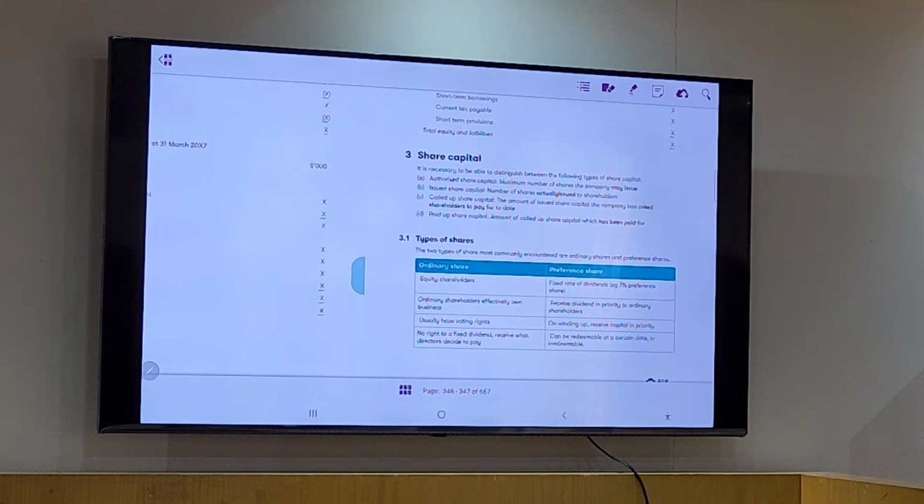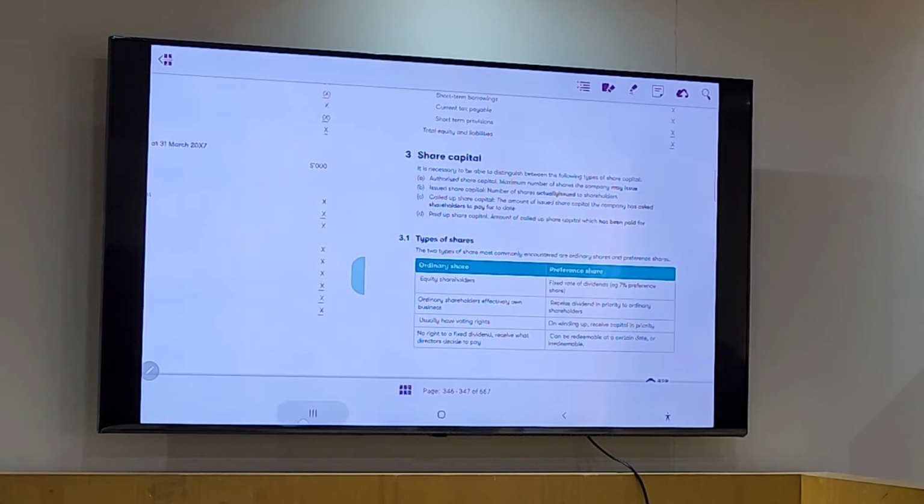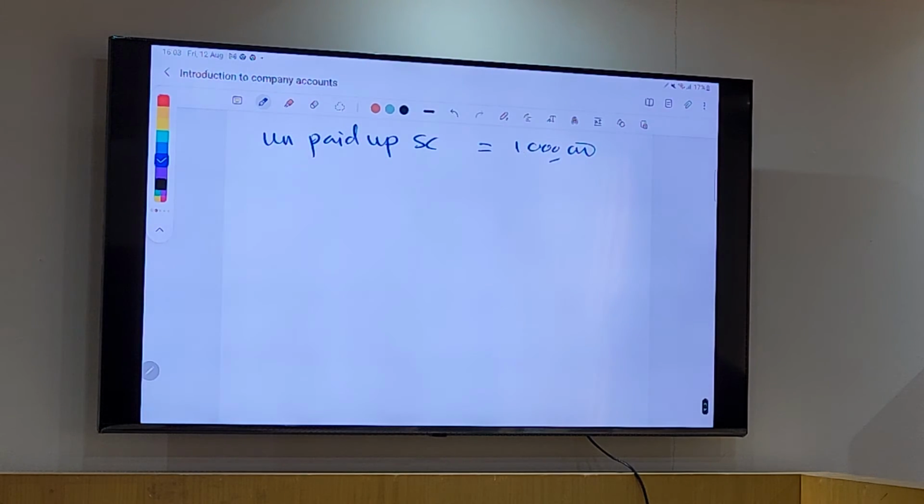And then we have types of shares. Equity, actually, shares are 2 types.